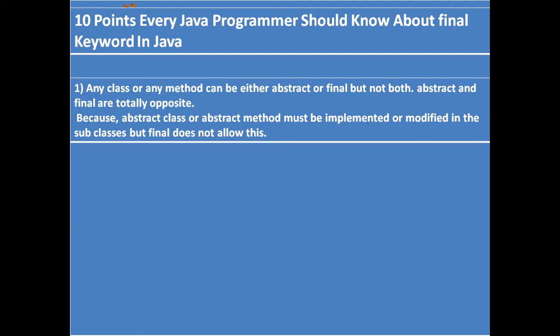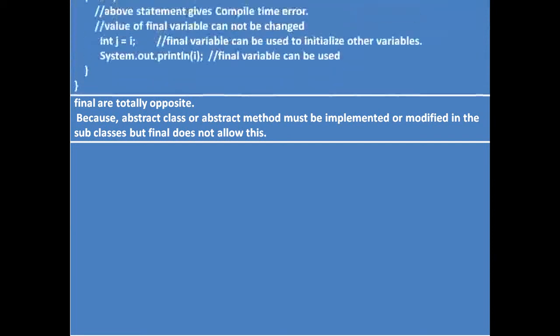subclass. That's why the abstract and final keywords cannot be used together, because this is the wrong combination. Abstract means you need to give the body, or you need to override; compulsory you need to override. And final means compulsory you should not override. That is why they are opposite keywords.